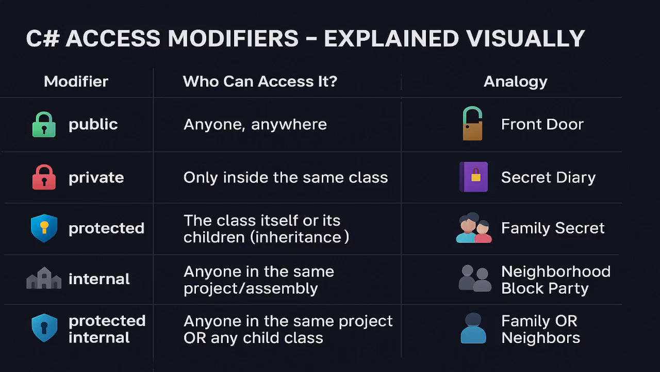In C Sharp, whenever you code, you use these words: public, private, protected, internal, protected internal. These are called access modifiers. These control who can see and use your code. So today in this episode, we are going to break down all 5 access modifiers with a simple hands-on coding demo. Let's jump into the code right away.